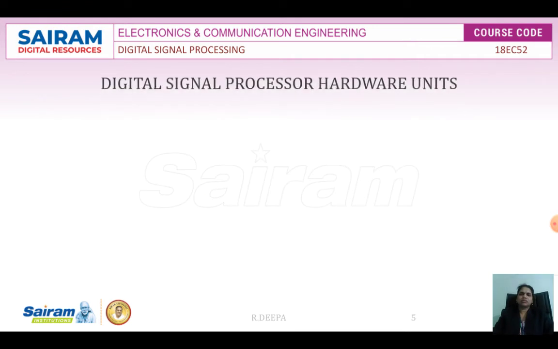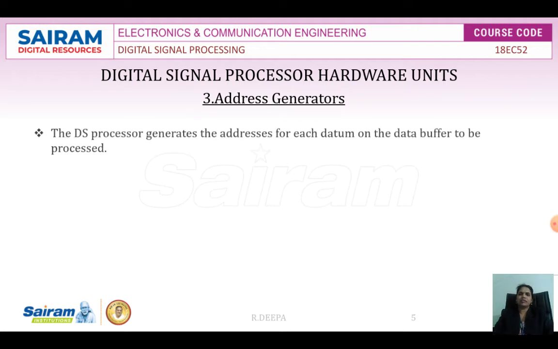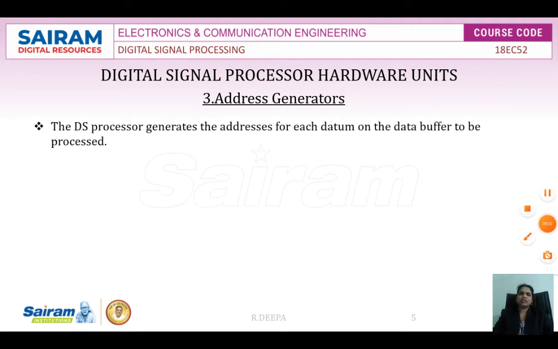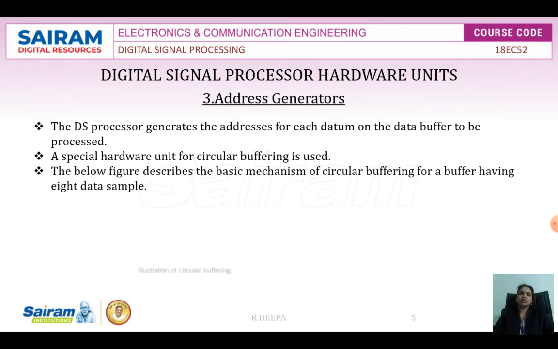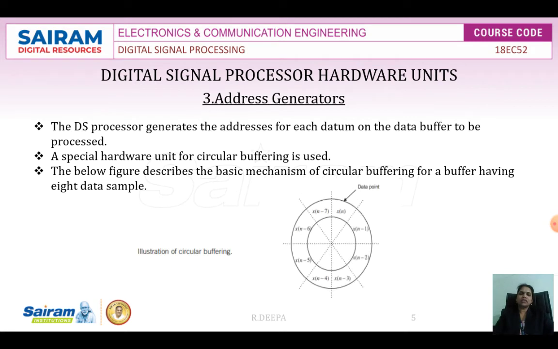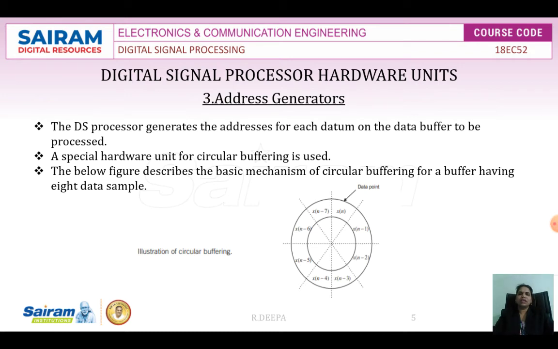So the third hardware unit which is very important is the address generator unit. The digital signal processor will generate the address for each data to be processed. For that we have a dedicated hardware unit which is named circular buffering. Circular buffering is illustrated with the help of this particular diagram. It has 8 memory spaces where we are going to save the data as x of n minus 1, n minus 2, n minus 3, in a circular manner, in the circular buffer.